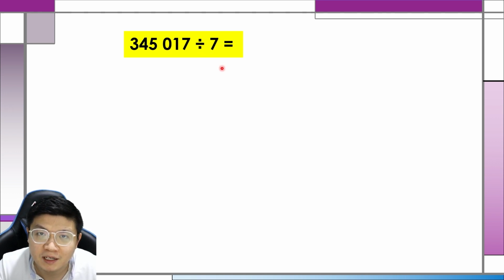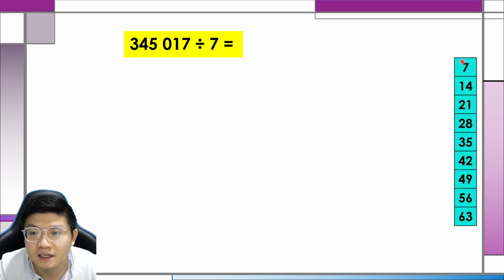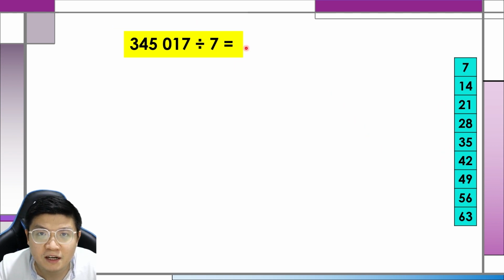345,017 divided by 7. Of course, you need the times table of 7. Yes, 7, 14, 21, 28, 35, 42, 49, 56, and 63, up to 9 enough. Right. Then, another method is by taking the number 345,017, and I break it into parts, which means digit by digit: 3, 4, 5, 0, 1, 7.